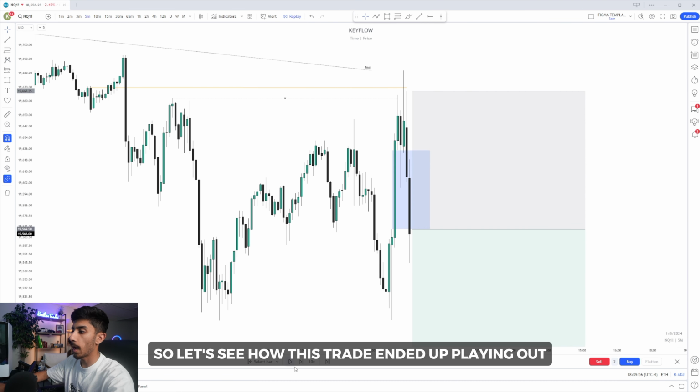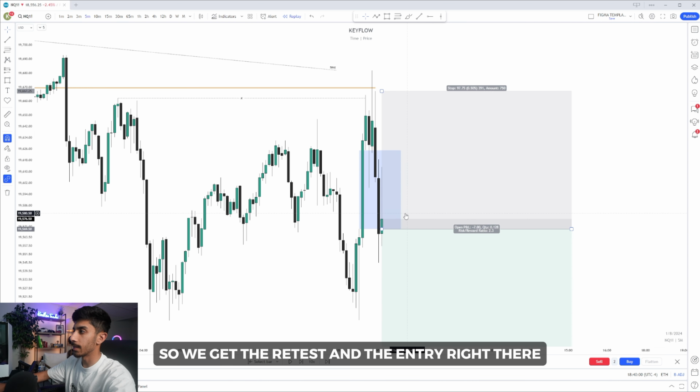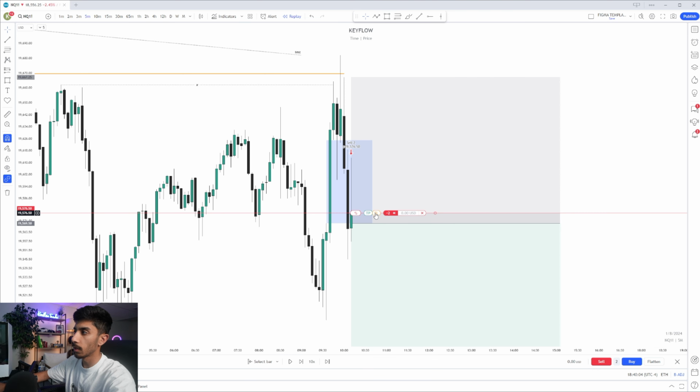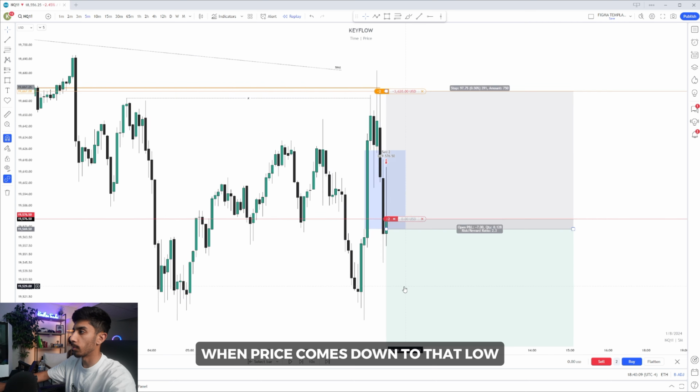So let's see how this trade ended up playing out. So we get the retest and the entry right there. So this is where I would be in a sell. Take my stop loss at the high, and then we'll look at what happens when price comes down to that low.